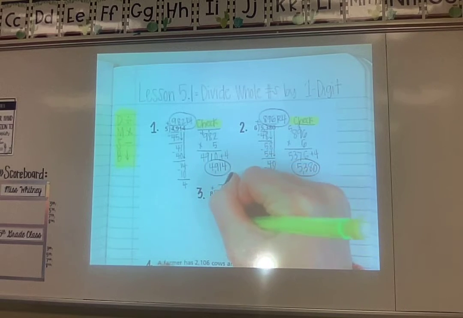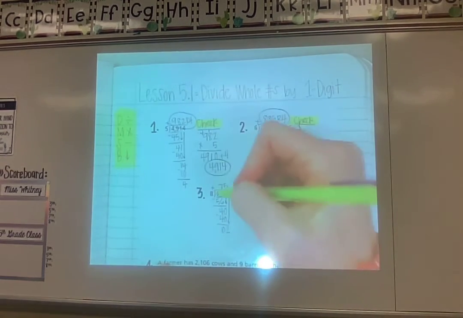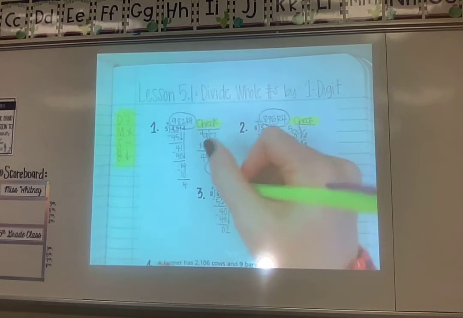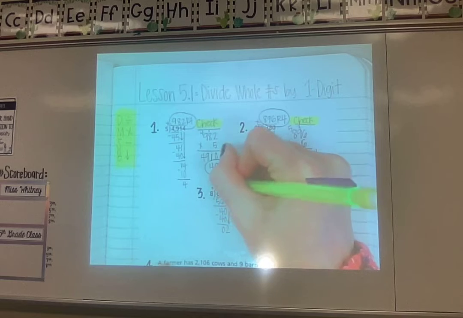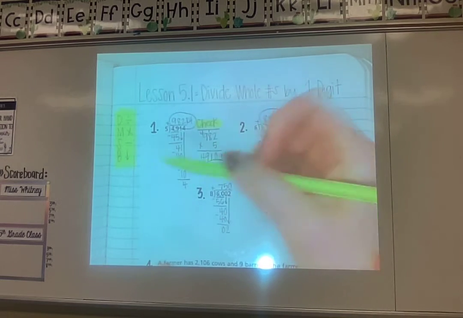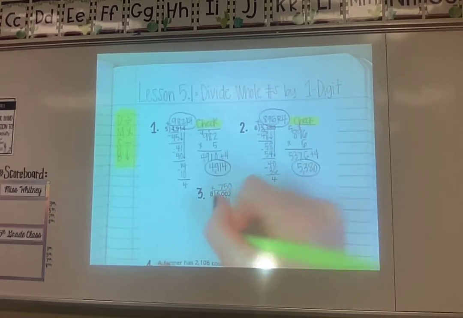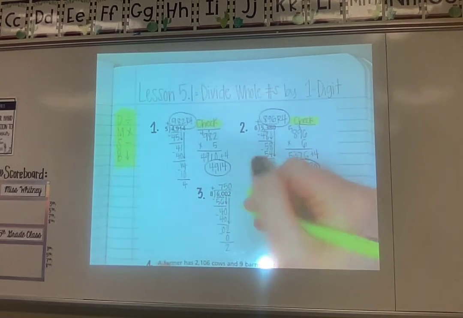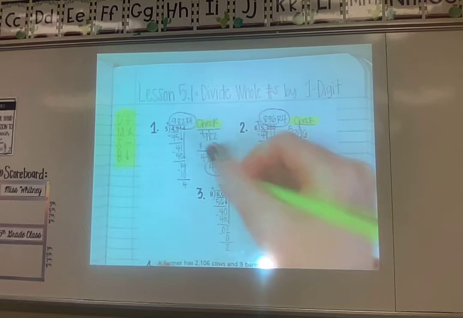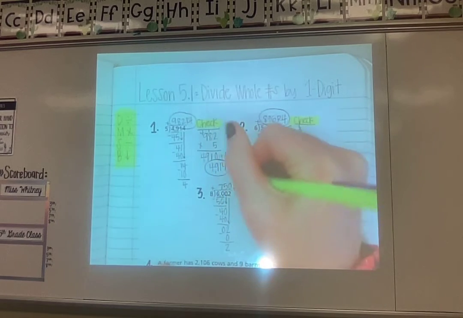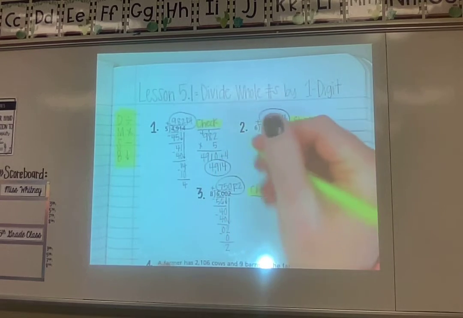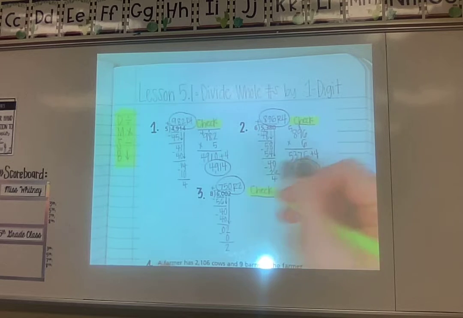Bring down my 2. Remember, if I bring down, I go again. How many 8s will fit into 2? Well, that would be 0. Remember, we don't freak out when we see a 0. We just keep going. So we just divided. Now we multiply. 8 times 0 is 0. Subtract those. That gives me a 2. Bananas, I have nothing to bring down, so I have a remainder of 2. 750 remainder 2. I'm going to check my answer.